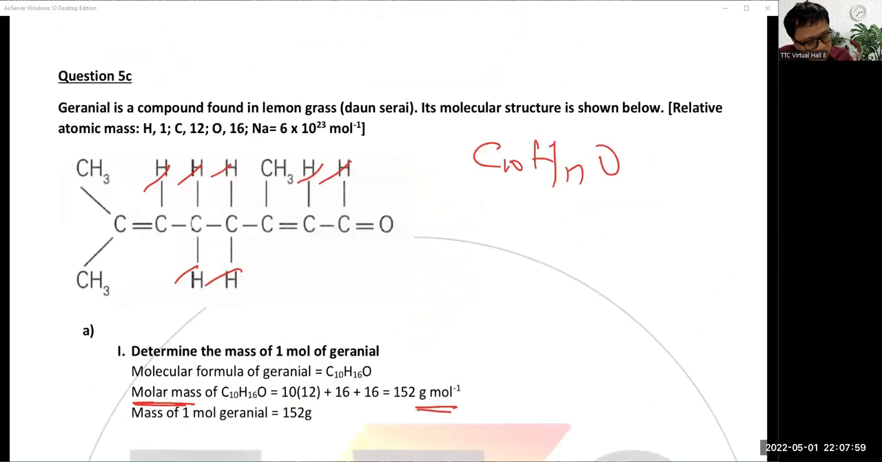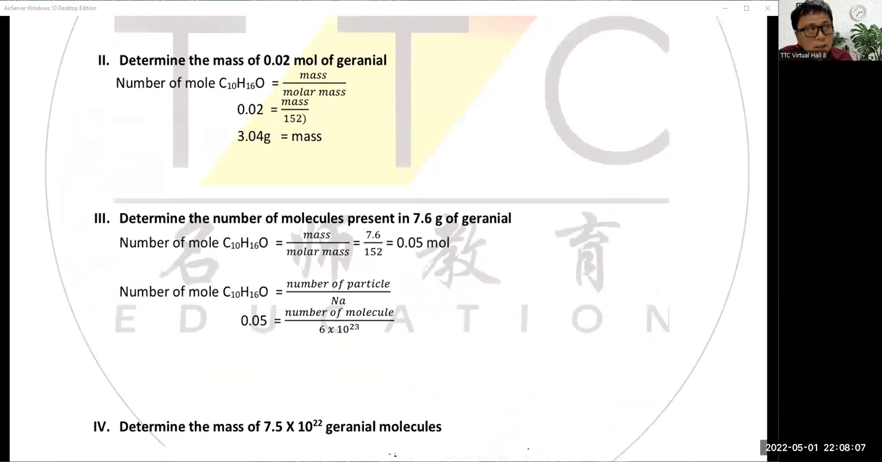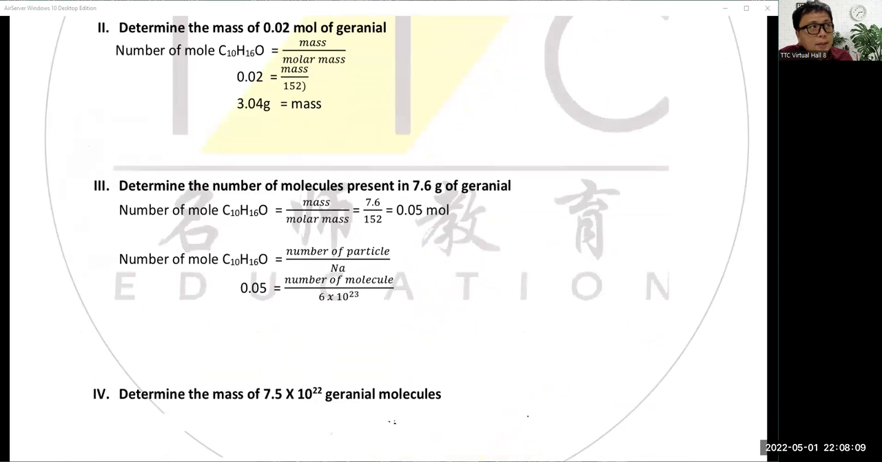This one, they're using the Avogadro constant not as 6.02, it's using 6 times 10 to the power of 23. So you need to be careful with it. Sometimes they will use 6.02, sometimes they use 6. So you have to refer to the question. But in most situations, you use 6.02 because the syllabus is 6.02.